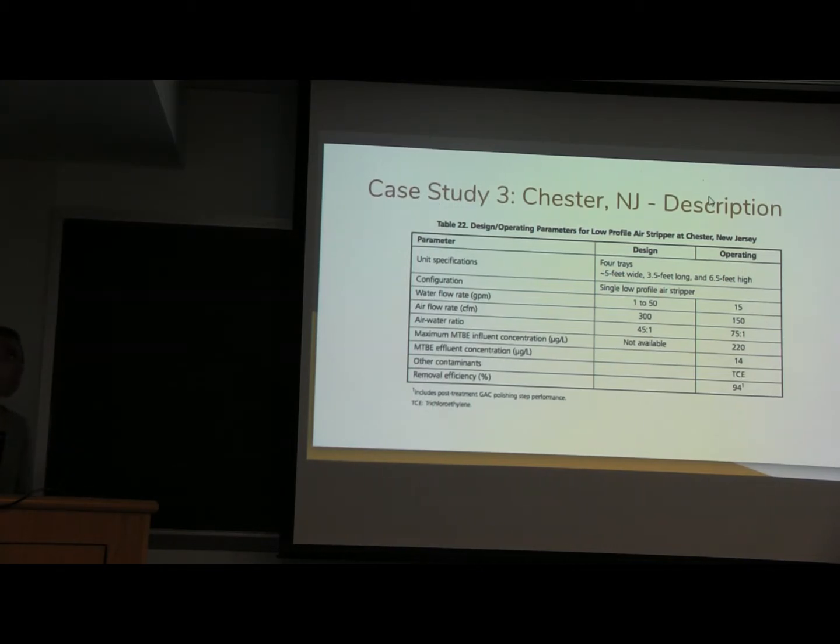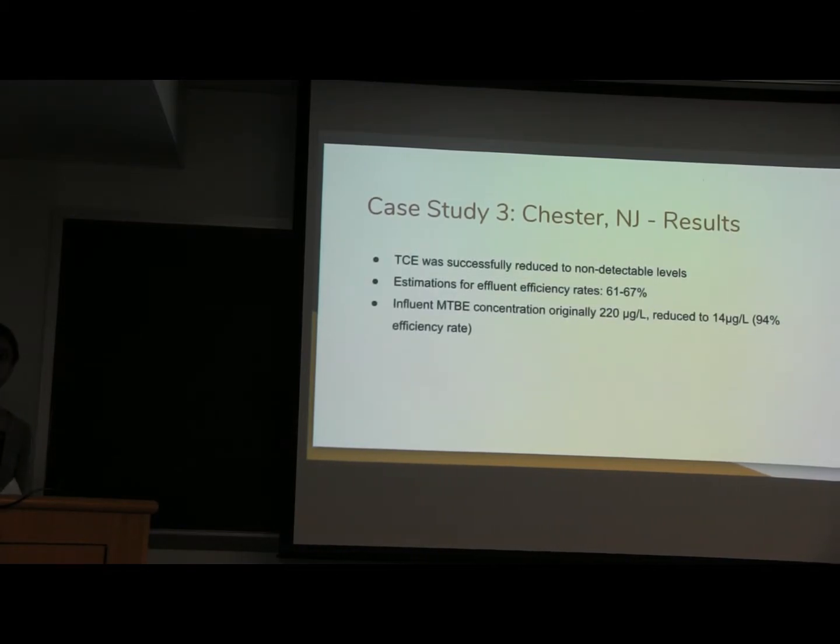this remediation has been going on since 1998, so it is ongoing. So it was pretty successful. The TCE was successfully removed, and the influent MTBE concentration was originally measured to be 220 micrograms per liter, and 10 years, I think when they measured it was 10 years later, it was 14 micrograms per liter, indicating a 94% efficiency rate. So it was pretty successful. They weren't able to measure the effluent efficiency rate, so they estimated it was around 61 to 67% efficiency.